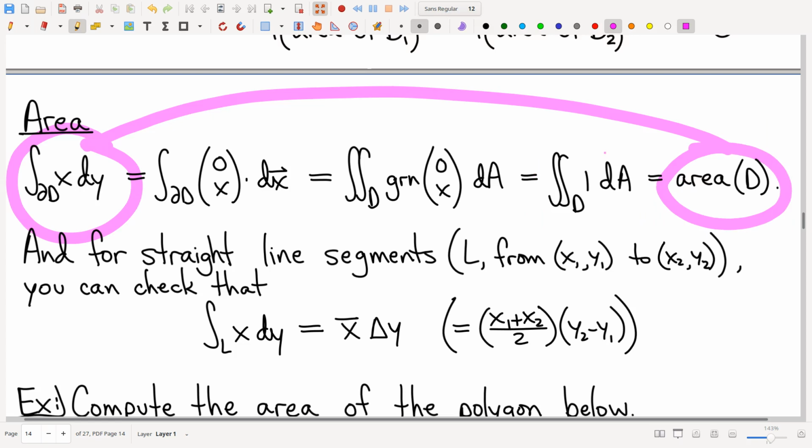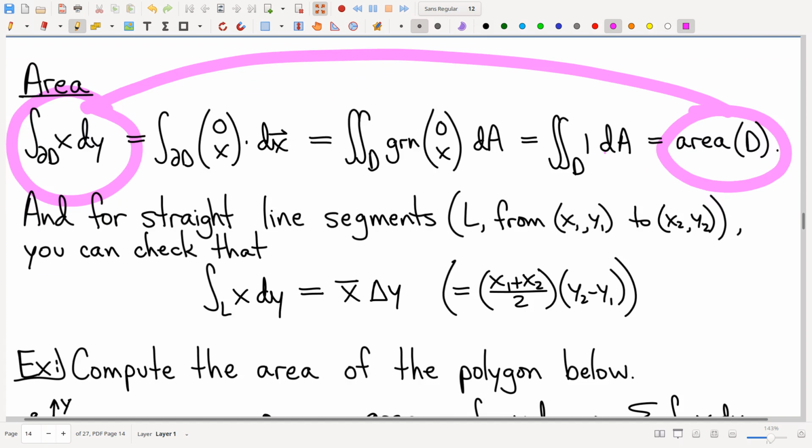And the surprising part of this is that the integral that you're computing is an integral around the boundary, right? It's not an integral over your interior. It's an integral around the boundary, but it computes the area in the interior. Real slick little move.